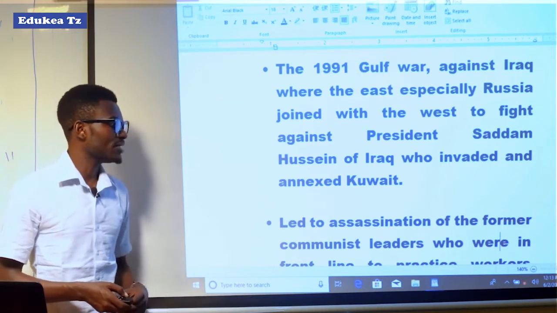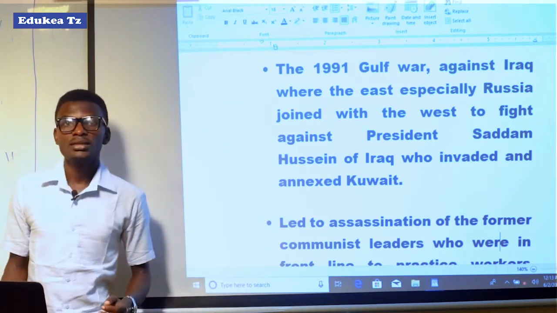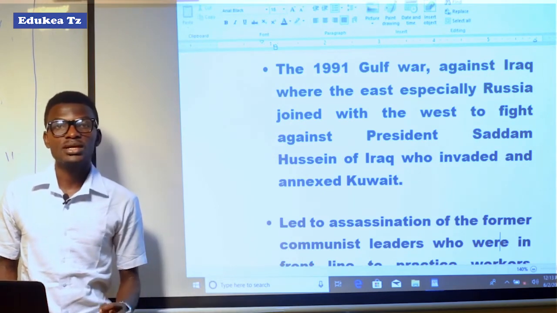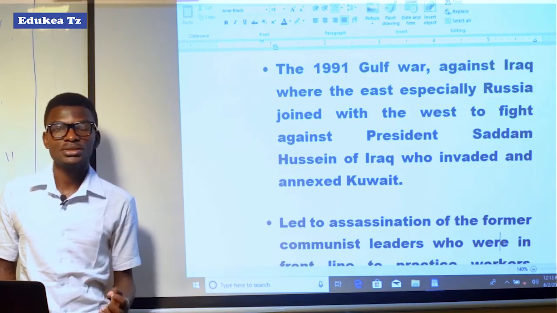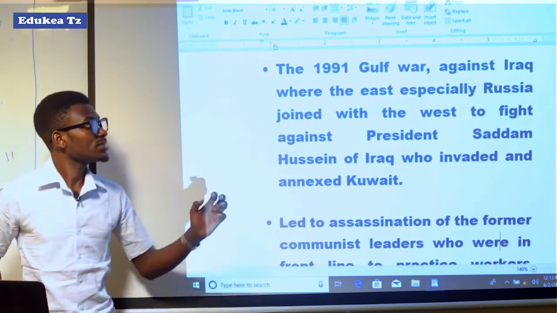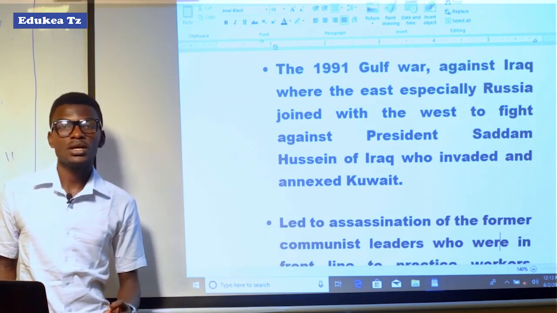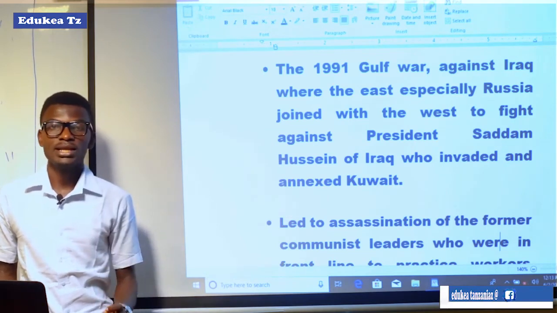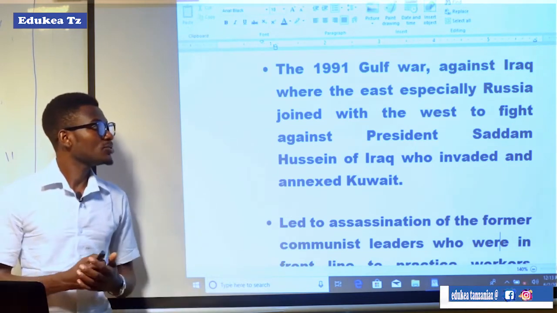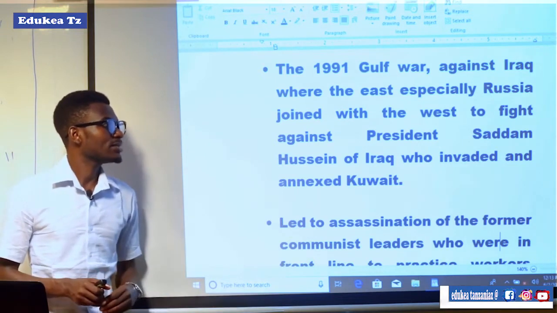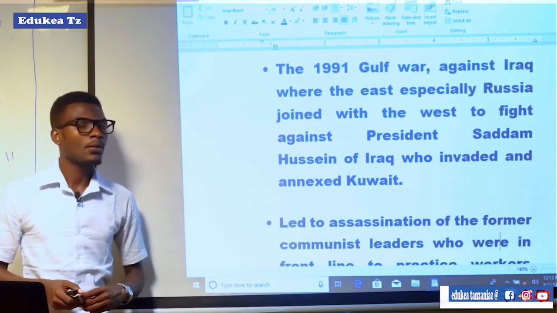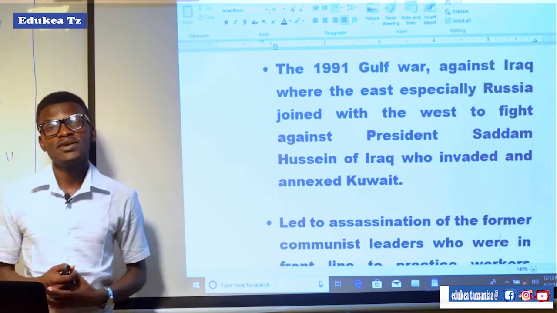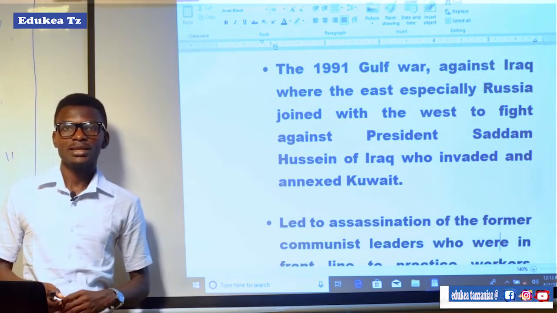You can see that with the collapse of USSR, those socialist countries started to join Western countries in the war. During the Gulf War of 1991, Eastern countries like Russia, which was part of the USSR Union, decided to join the war to fight against the President of Iraq, Saddam Hussein, who invaded and annexed Kuwait. That was another effect of the collapse of USSR in the early 1990s.